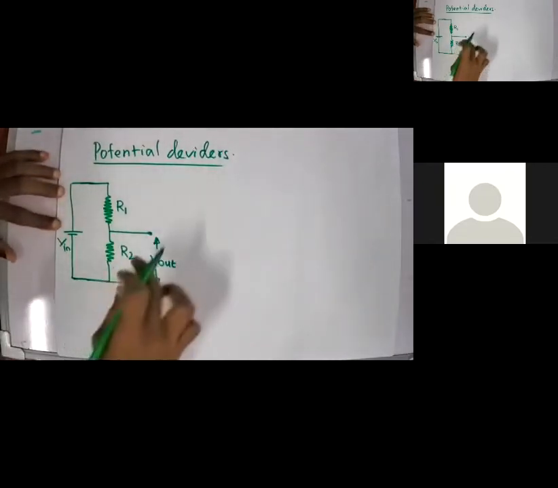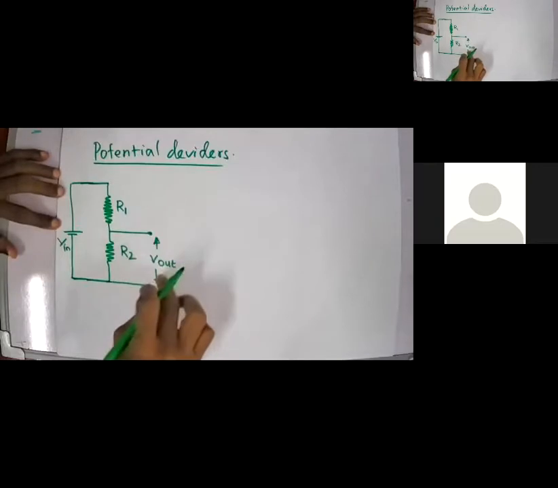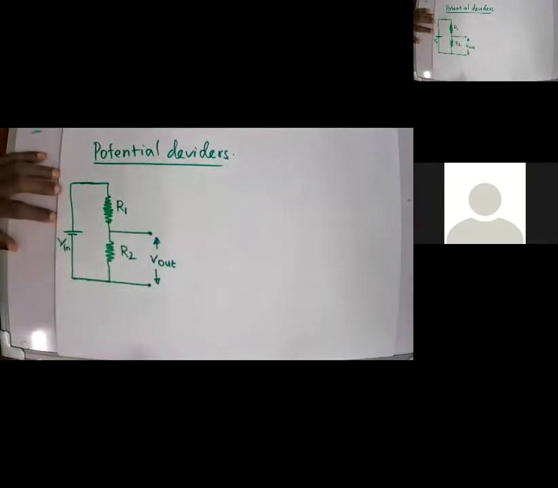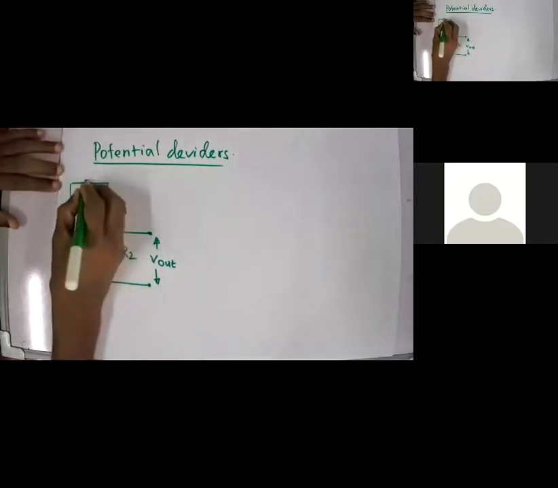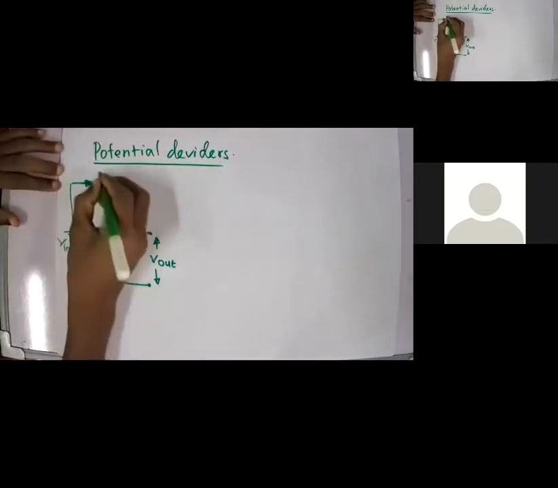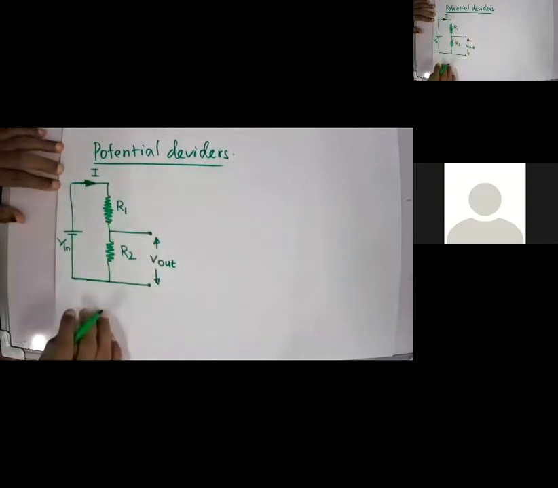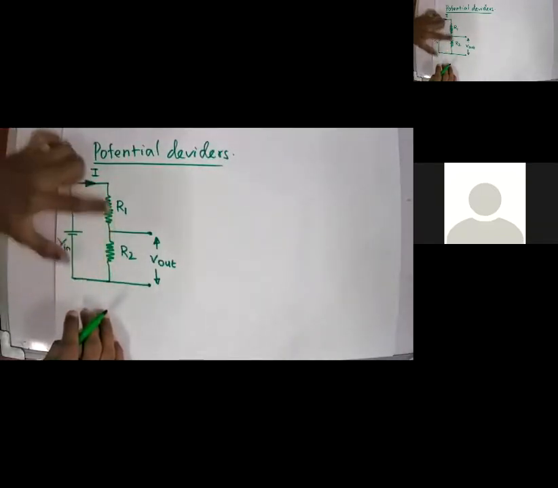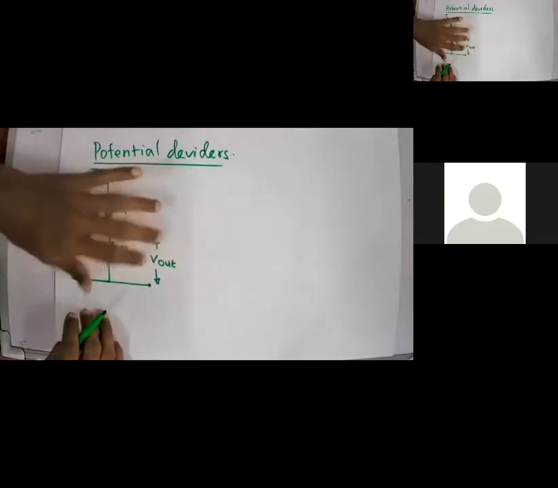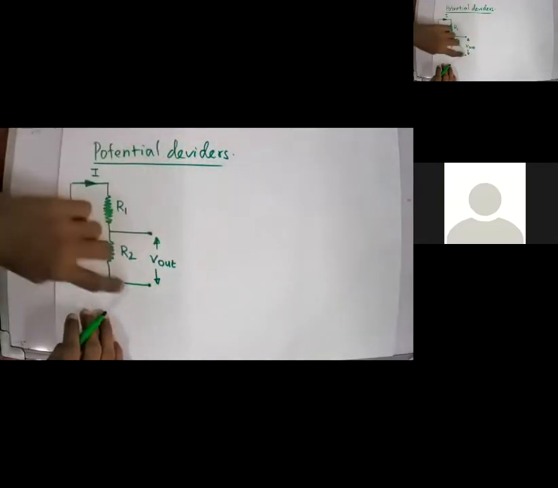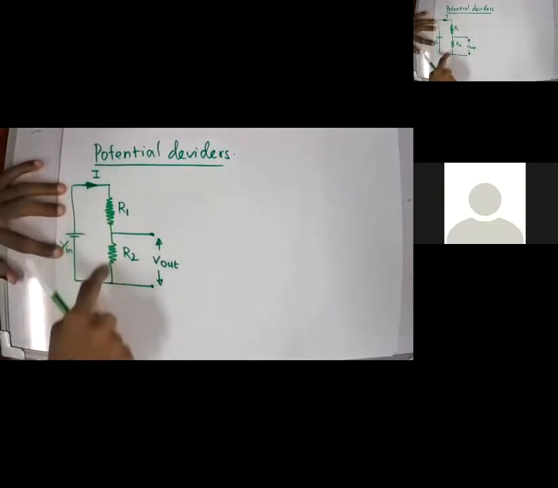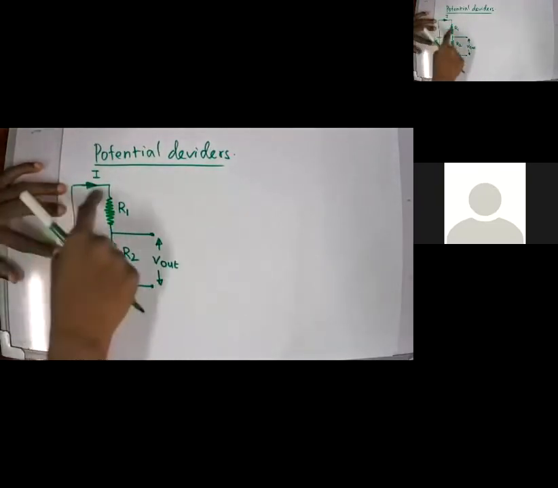Now let's see how we can define V out in terms of R1, R2, and V in. For that, first we'll mark the current through the circuit as I. The whole current will be flowing through this loop. This is open circuited, so don't worry about this one. Current will not go through it since there is no closed loop. The whole current will flow in this loop.